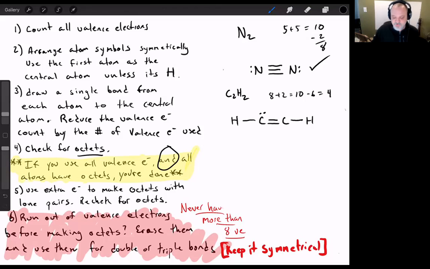That's got 6, but it still doesn't have 8. So I'm going to keep erasing. Now everyone has an octet. Let's do the last example.